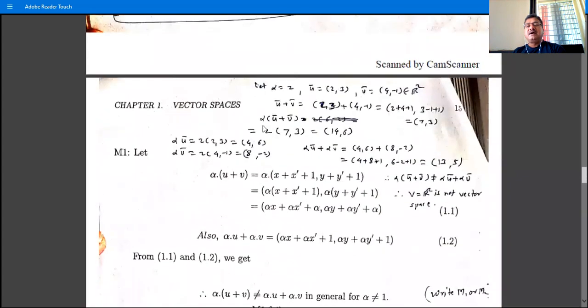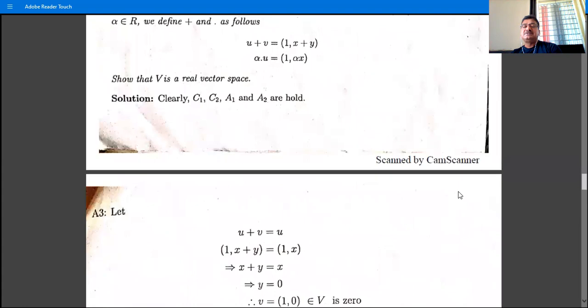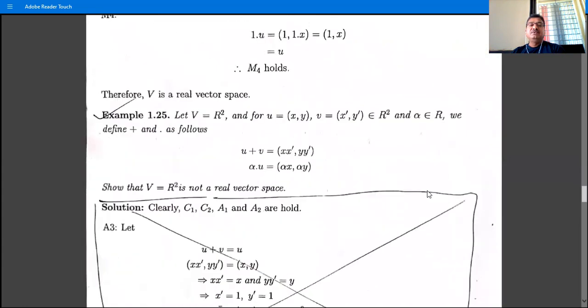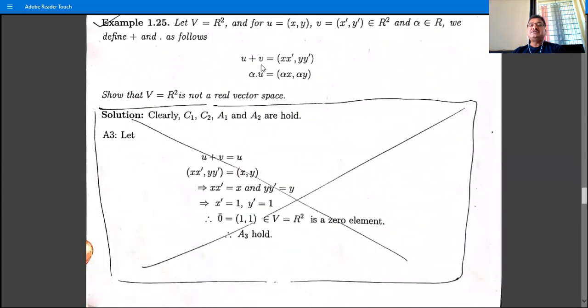That is, take alpha as 2, U bar as (2, 3), V bar as (4, -1), and then find the LHS and RHS separately. Find the value of alpha(U bar + V bar) separately, and alpha U bar + alpha V bar separately. And while taking the addition, use this definition.